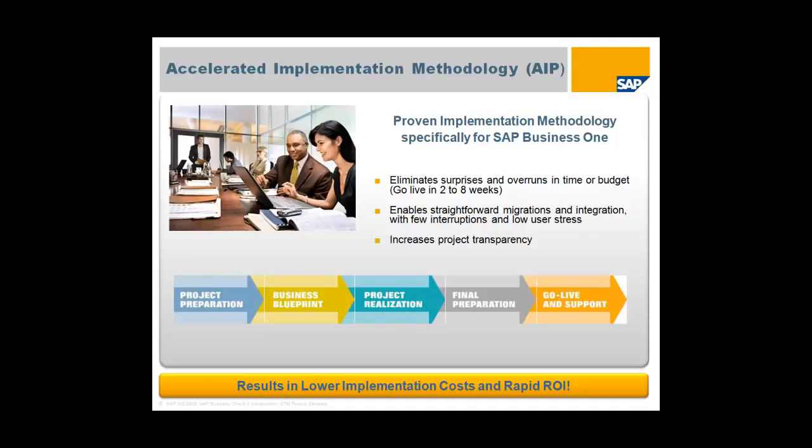and see whether or not that can be implemented for your organization. But the accelerated implementation methodology is really about making sure that we eliminate surprises and overruns in time or budget, giving you the ability to potentially go live in between 2 to 8 weeks, enables straightforward migrations and integration with fewer interruptions and lower stress for you and your users, and gives you greater project transparency because we have a documented standard process that has been developed and tested on hundreds and hundreds of customer implementations around the world.